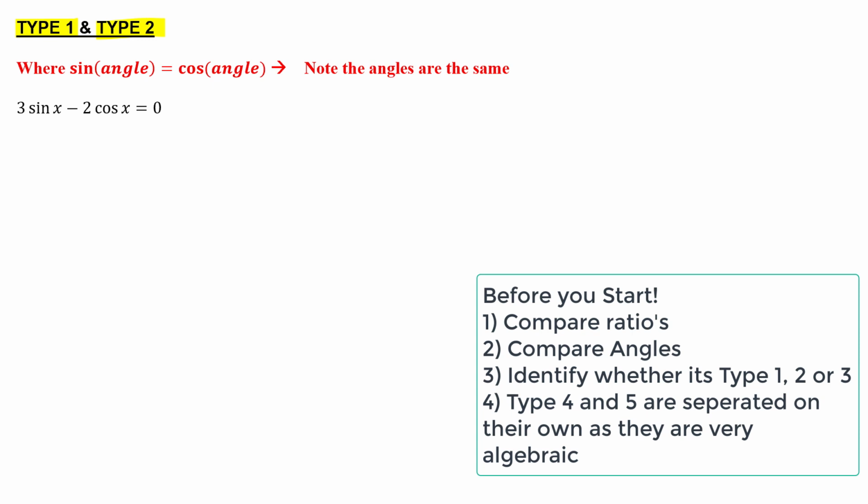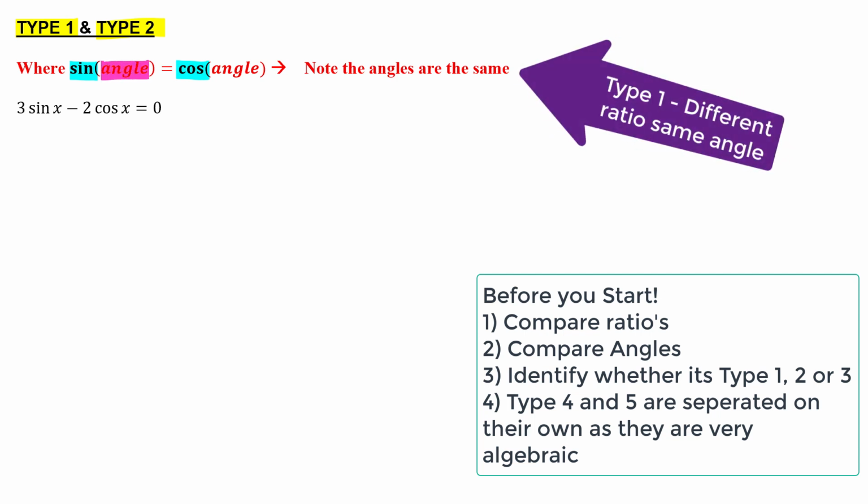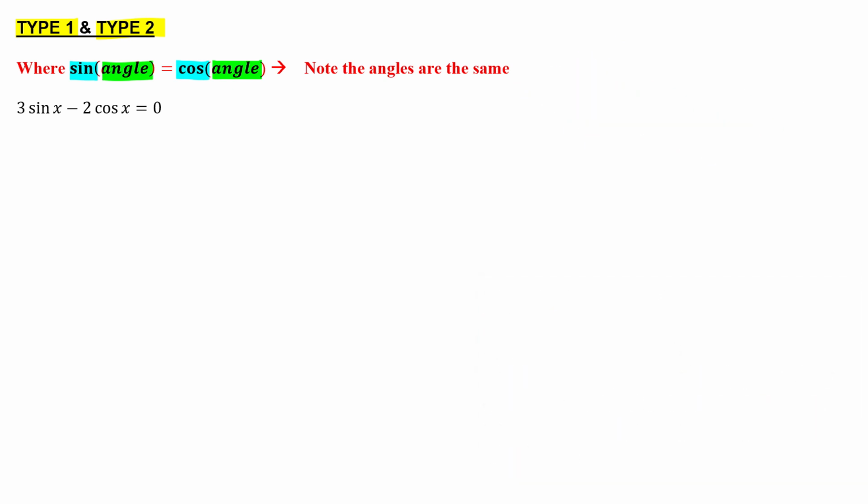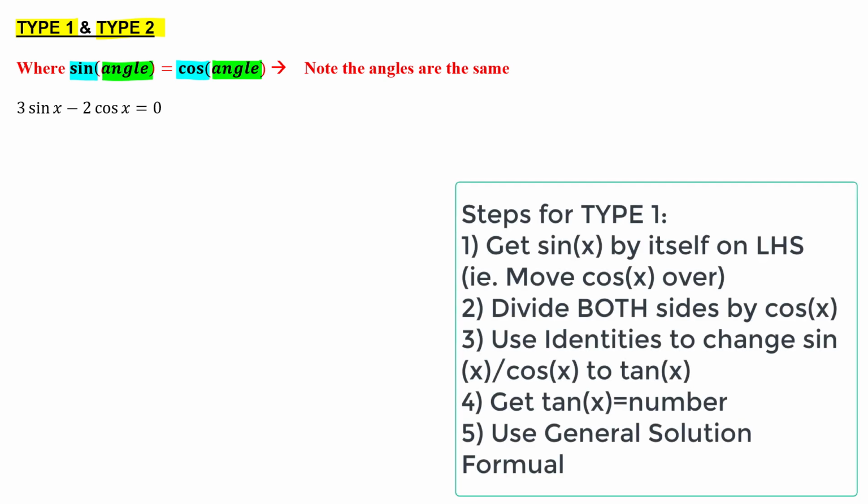The first one dealt with the case where we had a different trig ratio, so in this case sine and cos, but the same angle. So we're thinking of it as different ratio, same angle. Whenever you have a different ratio but the same angle, the technique you use to solve this is the identity that tan of theta is equal to sine of theta over cos of theta. Just be very careful: you have to have the same angle in each place.